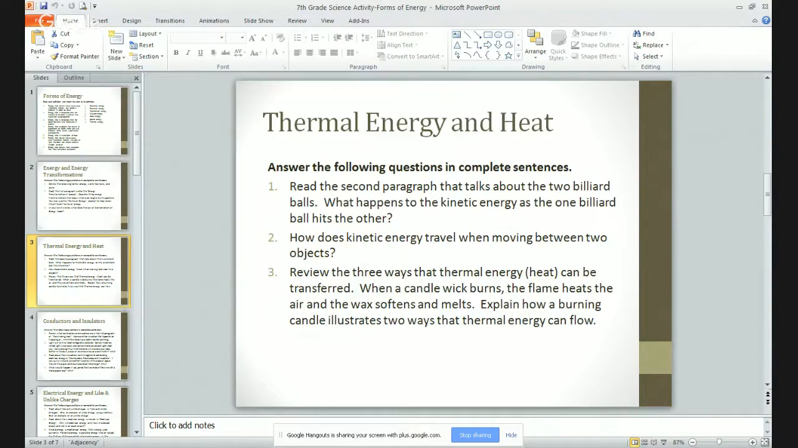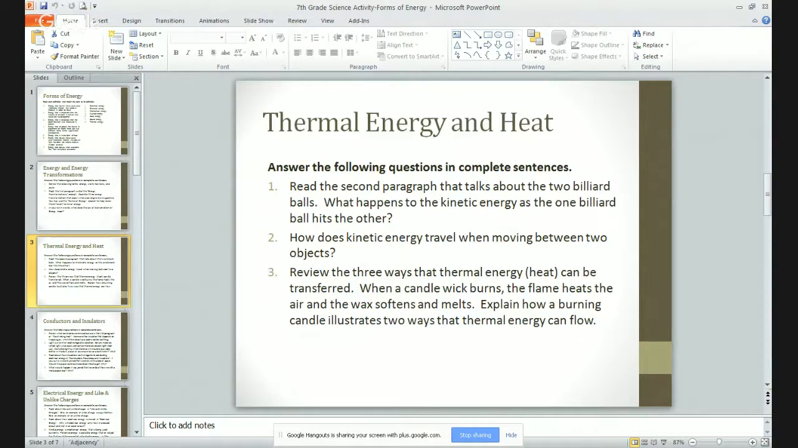And then number 3, the 3 ways that thermal energy can be transferred, which should be familiar because we just went over this with the popcorn lab. So this should kind of be a refresher here. The 3 ways are conduction, convection, and radiation. So you had to explain using a burning candle, illustrating how the thermal energy gets transferred.